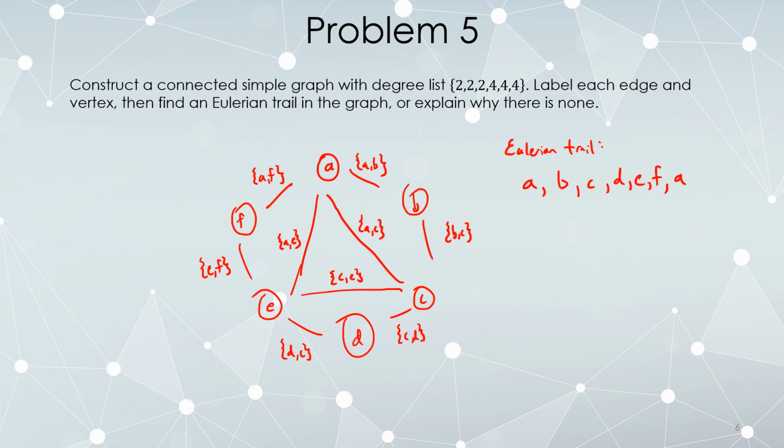So let's just check. A, B, C, D, E, F, A, C, E, A. It goes across every edge exactly once. There it is.